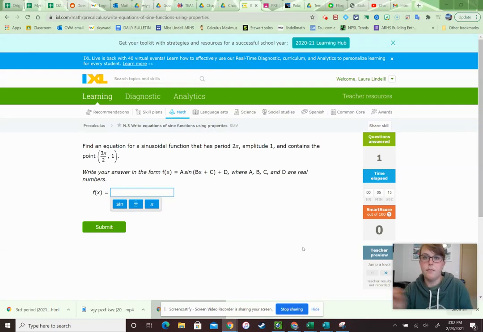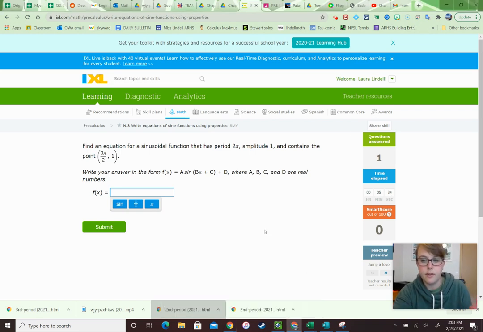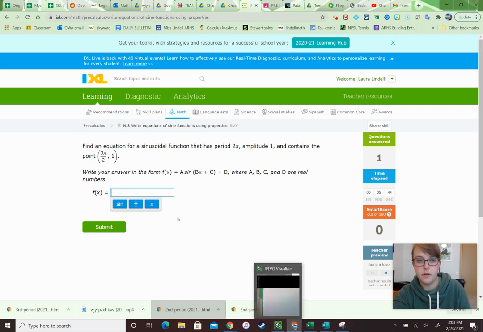Hey guys, so I realized after class, pretty much all the IXL questions from this section are a little bit different than the way that the ones that we went through in class are worded. They all use "contains the point, blah, blah, blah" instead of giving you the vertical shift or the phase shift or anything like that. So the way that I would handle these problems is like the one I'm about to show you here.